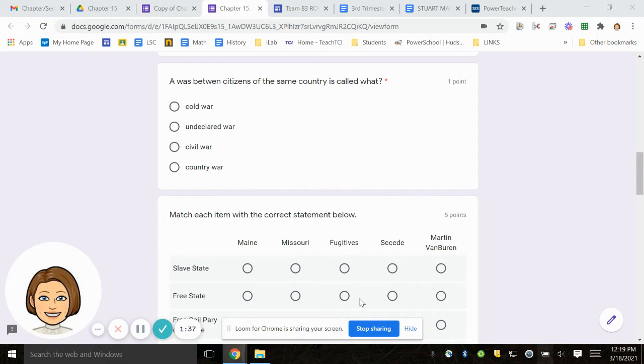Number 5. A war between citizens of the same country is called what? Cold War, undeclared war, Civil War, country war.